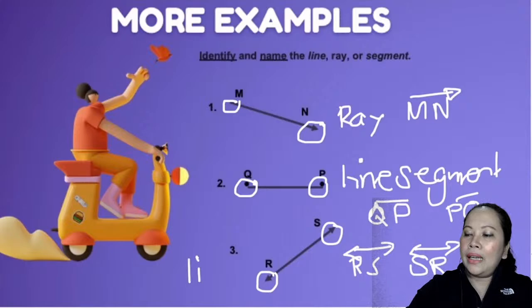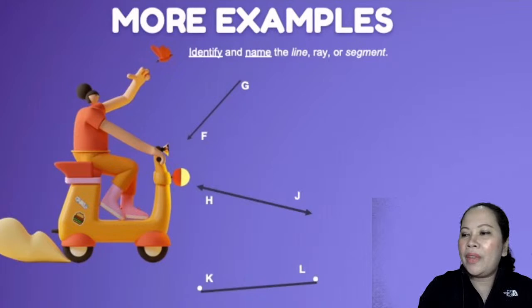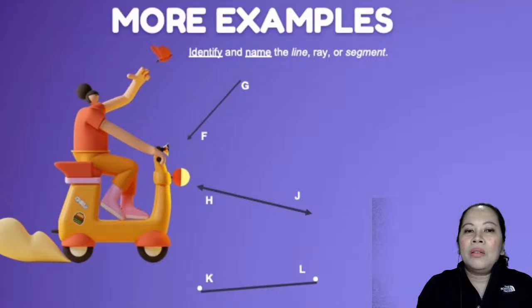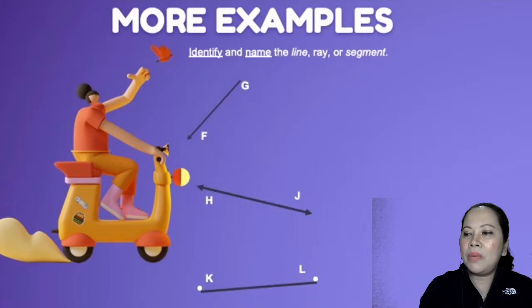I hope that you are able to understand. Let's try. Can you name and identify the following? Do type your answer in the chat box, in the comments. Is this a ray, a line, or a segment? FG.